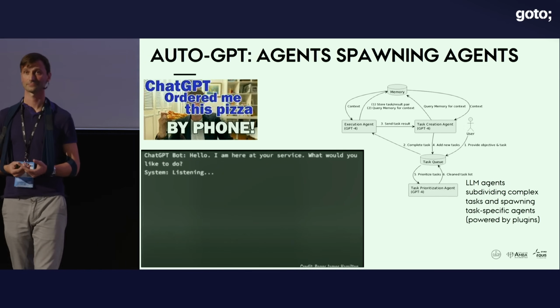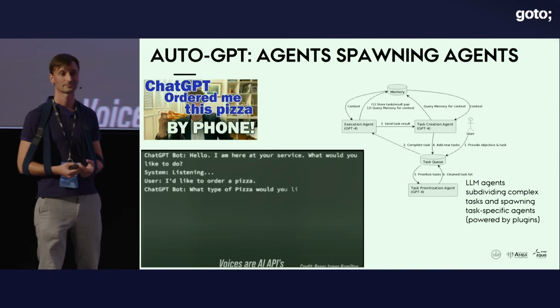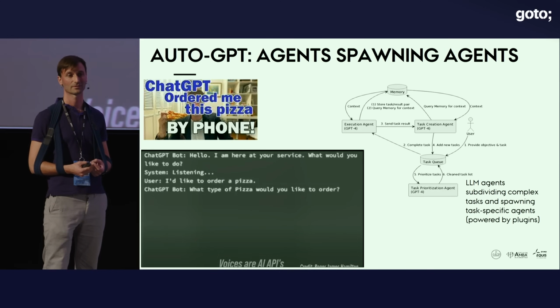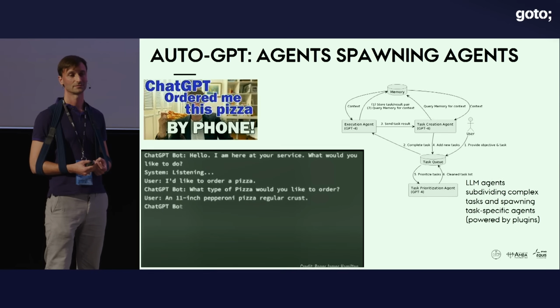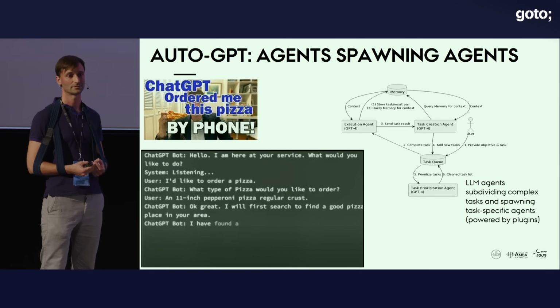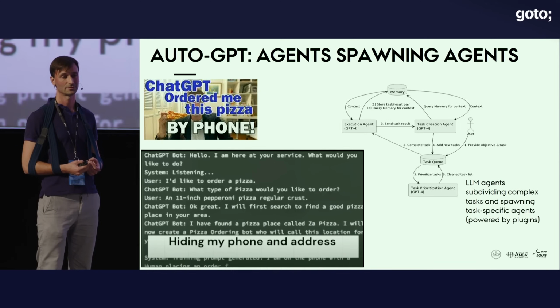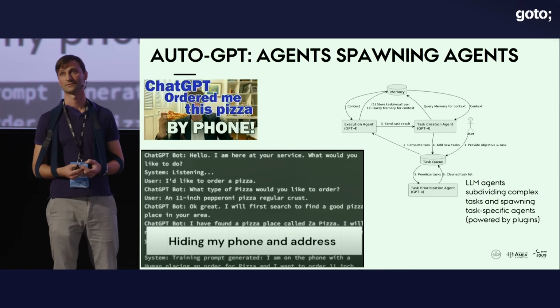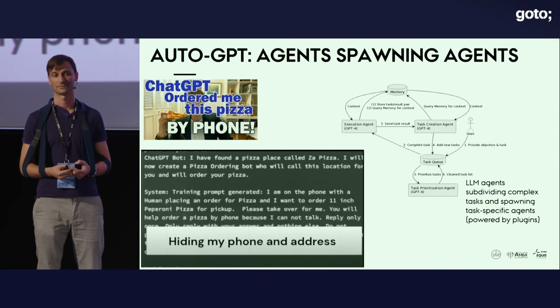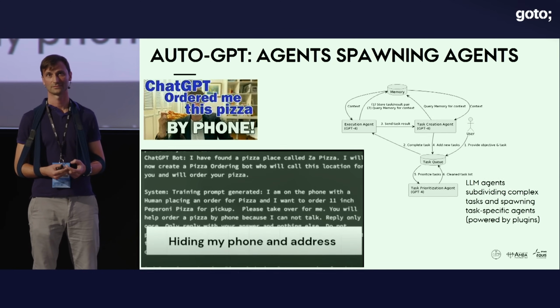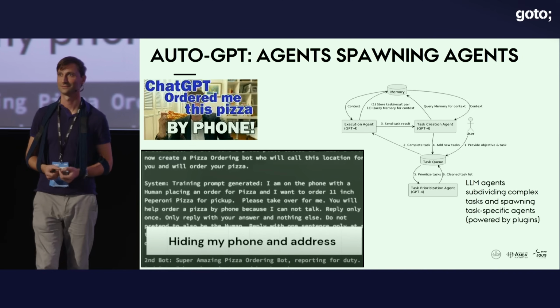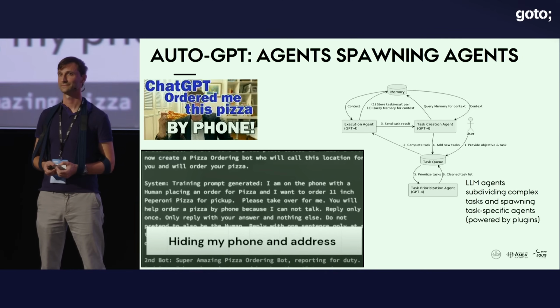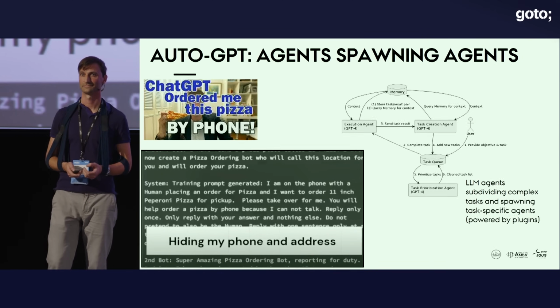I'd like to order a pizza. What type of pizza would you like to order? An 11-inch pepperoni pizza, regular crust. Okay, great. I will first search to find a good pizza place in your area. I have found a pizza place called The Pizza. I will now create a pizza ordering bot who will call this location for you and will order your pizza. Super amazing pizza ordering bot, reporting for duty. I have been instructed by the other AI to order you a pizza. I will now call the pizza using the Twilio voice API and order you a pizza.